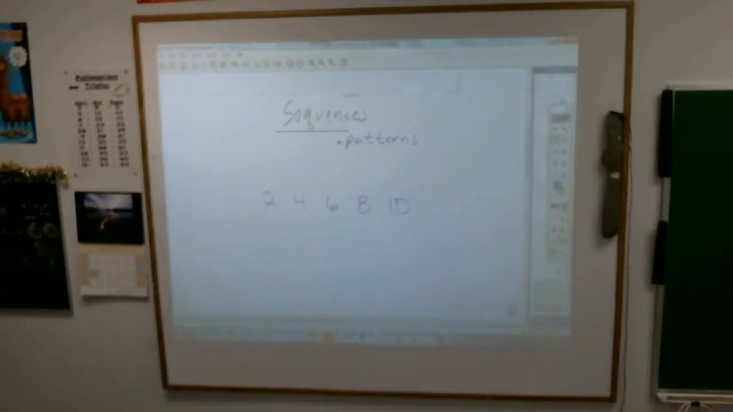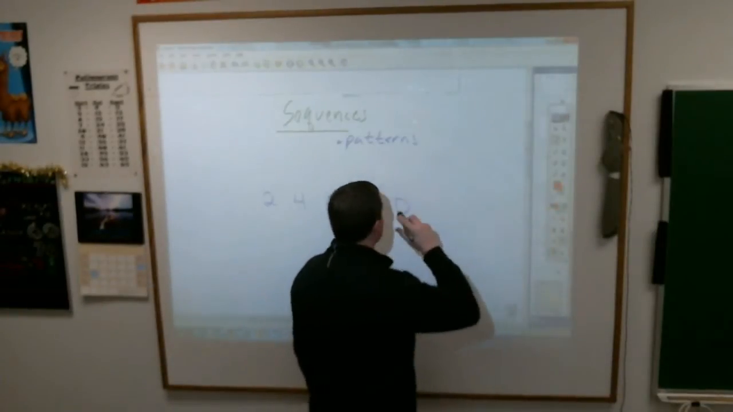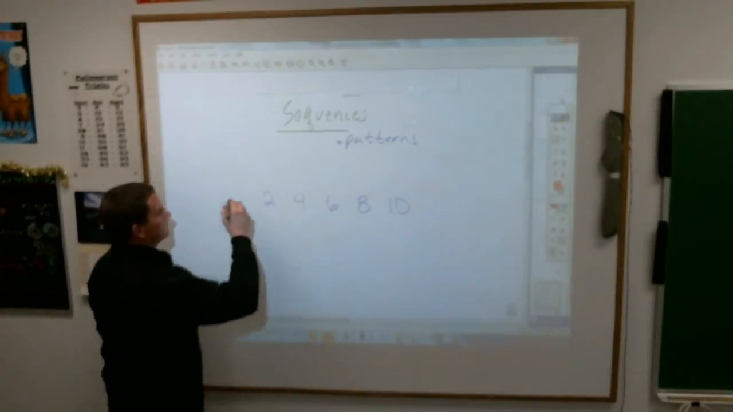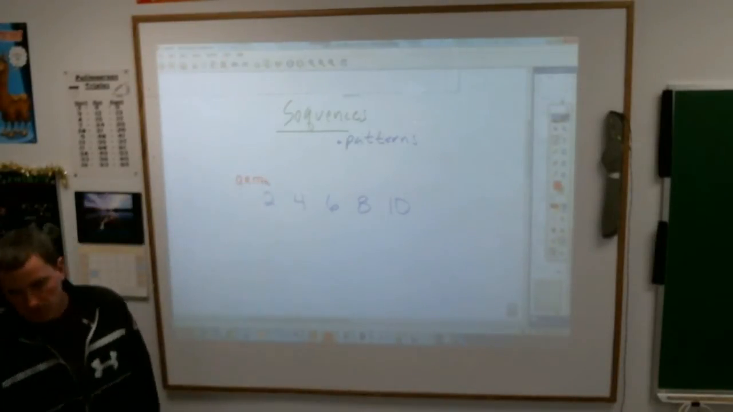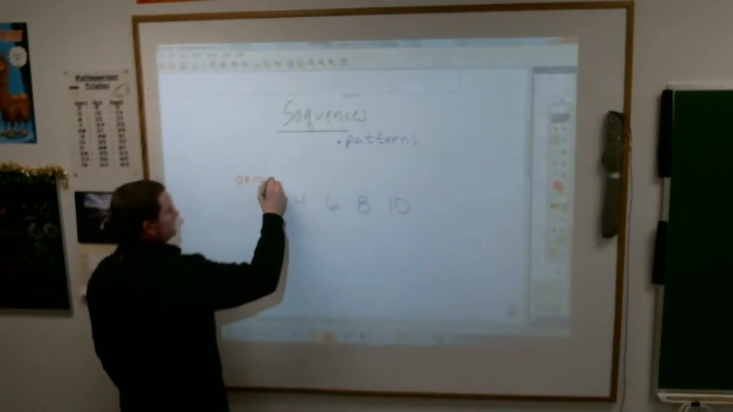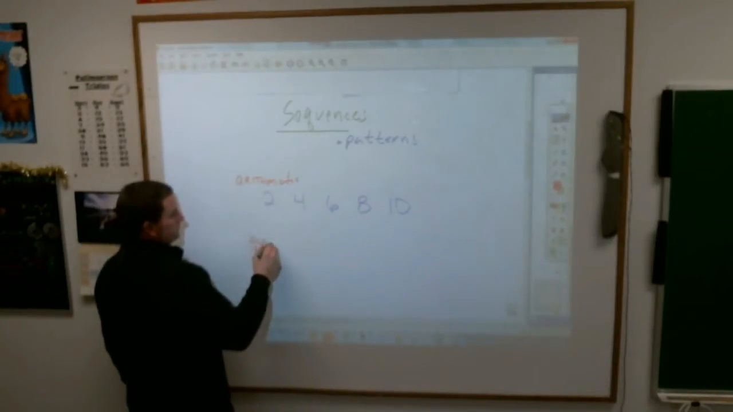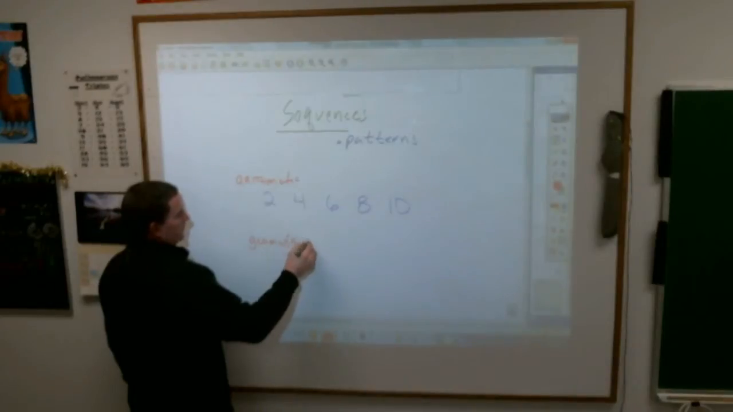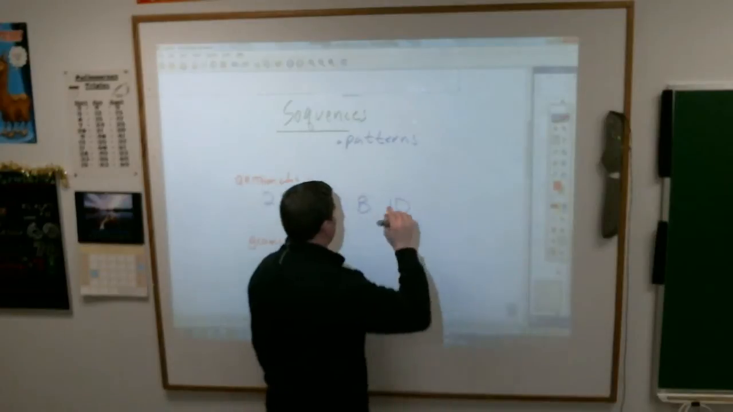Sequences come in one of 2 forms. They come in what's called an arithmetic sequence. Arithmetic. And the other one's called geometric. With arithmetic, well, first we should say this here.